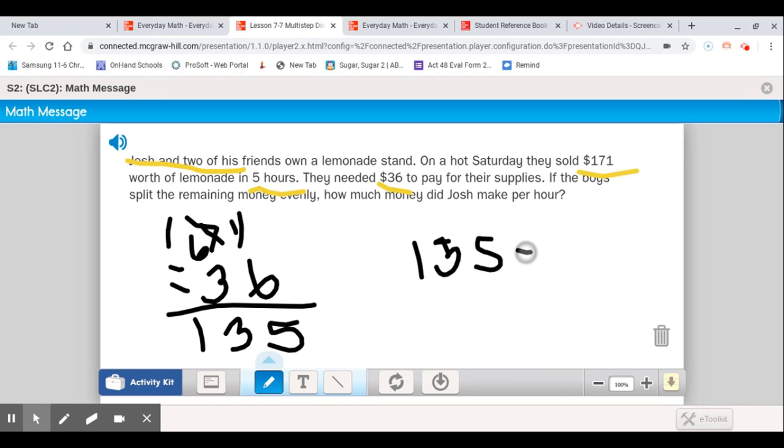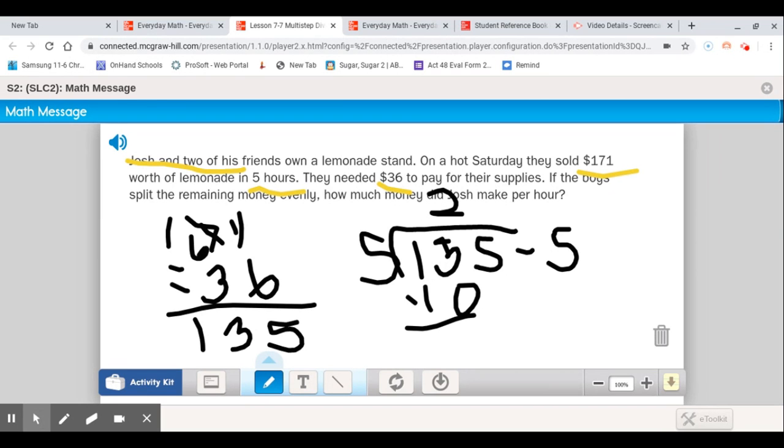135 divided by 5. And when we get that answer, my dots aren't showing up. So 135, we'll do it this way, divided by 5. I can get 0 groups of 5 out of 1. I can get 2 groups of 5 out of 13. 2 times 5 is 10. Subtract, bring down. I can get 7 groups of 5 out of 35. So altogether in these 5 hours, they made $27.